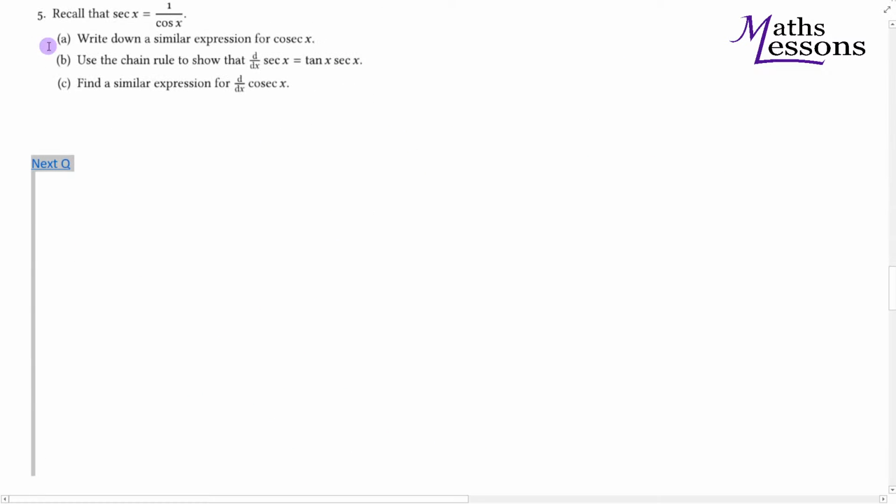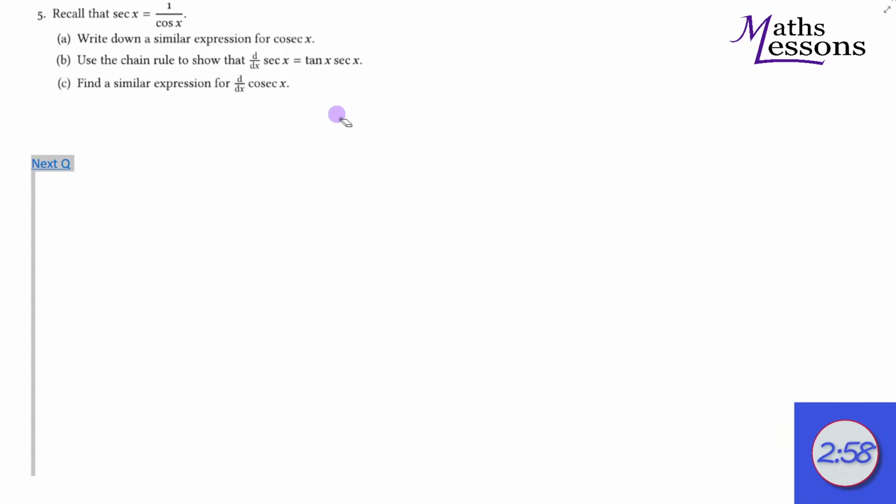So next question. Okay, we're going to derive the expressions for sec and cosec. Just go through them, make sure you know them, and then you're going to use the chain rule to try and differentiate sec and to differentiate cosec. I'll give you 3 minutes to start with on that question.